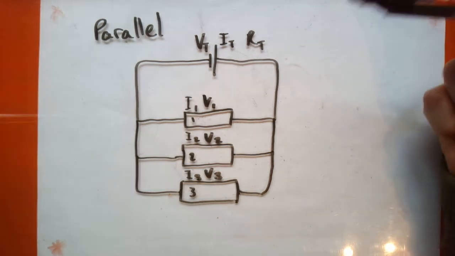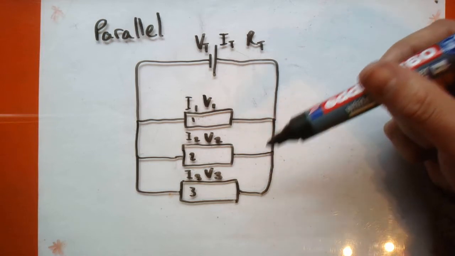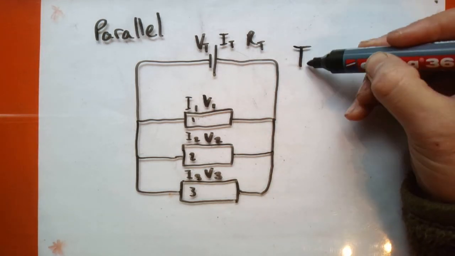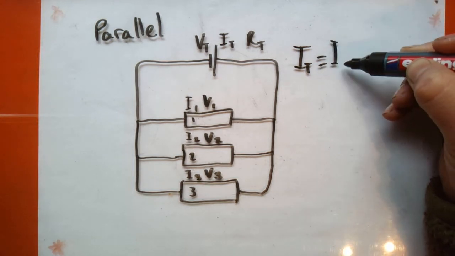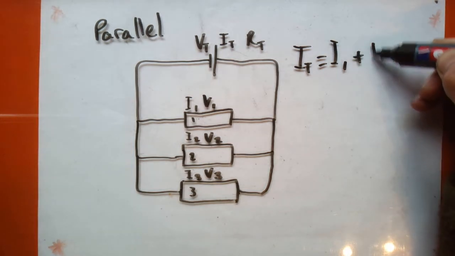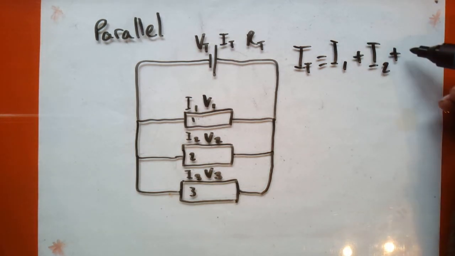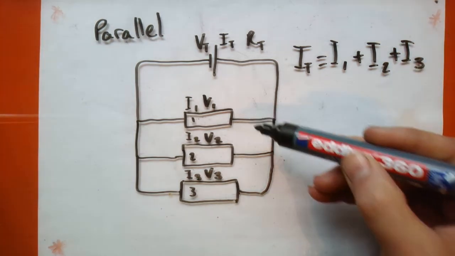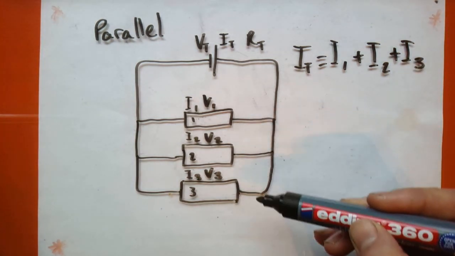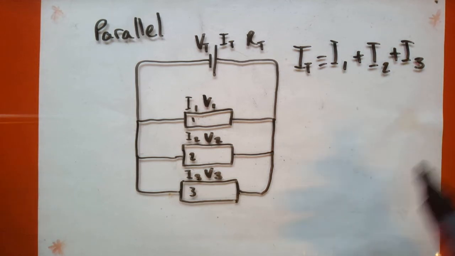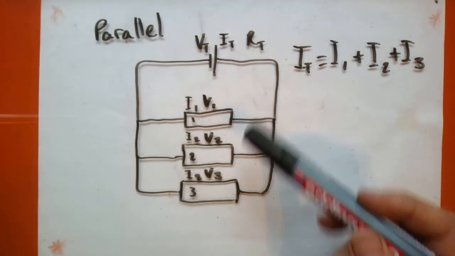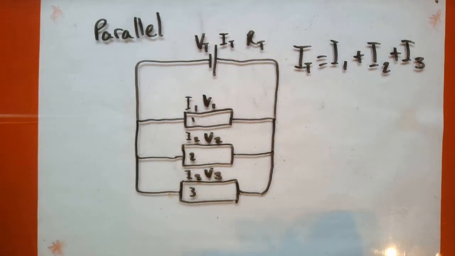In the series one, the current was equal all through, but this time the total current equals current 1 plus current 2 plus current 3. So we add the currents together that are at each point around this circuit. We could do that using an ammeter to measure current. That's nice and simple. We just need to remember that for parallel, you add the currents together to get the total. For series, it's equal everywhere.